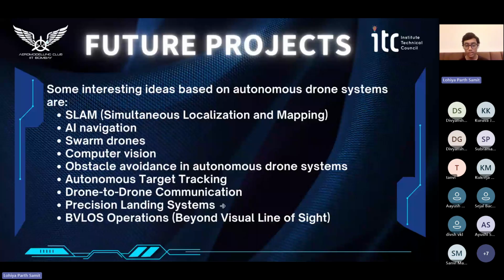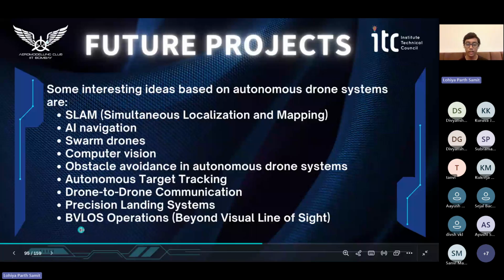Then we have the BVLOS operations, that is beyond visual line of sight. So in this project, we can have two drones talking to each other when they cannot see each other because of the curvature of the earth and the horizon bending away from us.